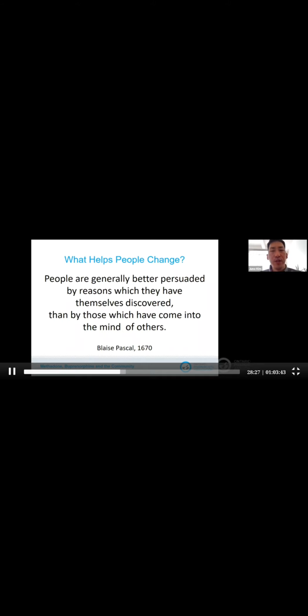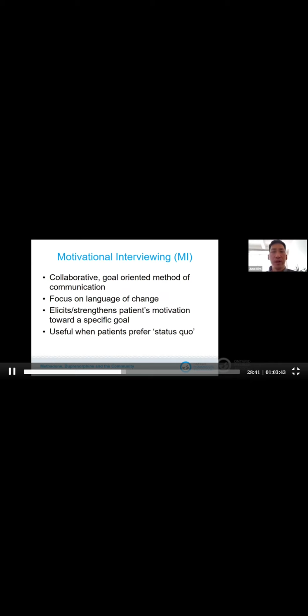So what helps people change? People are generally better persuaded by reasons which they have themselves discovered than by those which have come into the mind of others. So these are just a couple quotes describing the ideas behind the next section we're going to talk about, which is MI, or Motivational Interviewing.